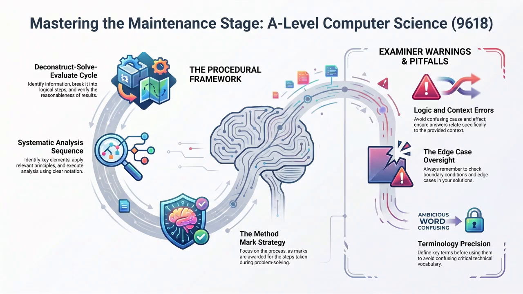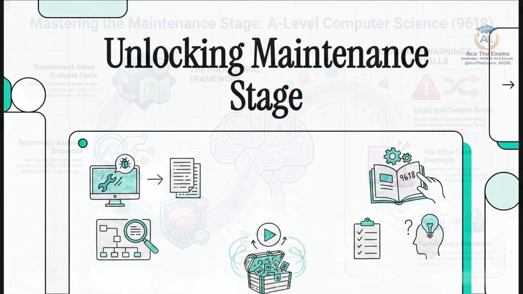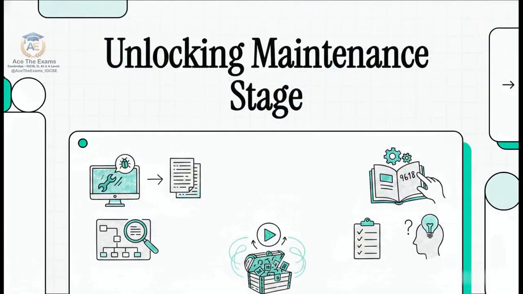Welcome back, everyone. Okay, let's jump straight into this explainer. Today, we're setting our sights on the Cambridge AS and A-level computer science syllabus. We're specifically zeroing in on the 9618 code, and we're going to demystify one of the absolute trickiest parts of the program development lifecycle, the maintenance stage.